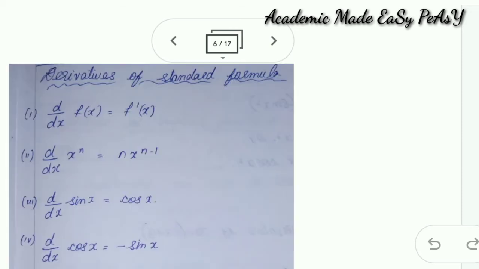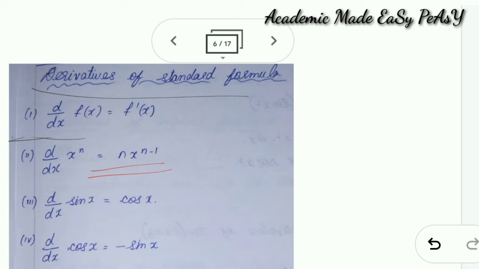Next, we'll see some derivatives of the standard formulas. This I've already told you: d by dx of f of x is equal to f dash of x. This is a general term to denote it. Next, d by dx of x power n, I already taught you in this video. It is n into x power n minus 1.